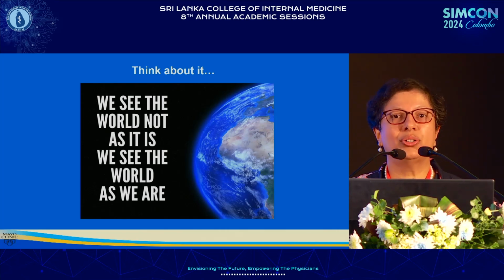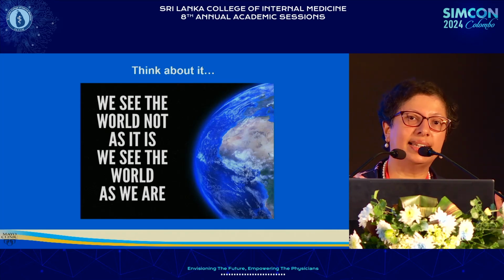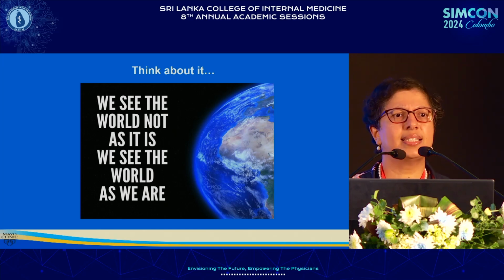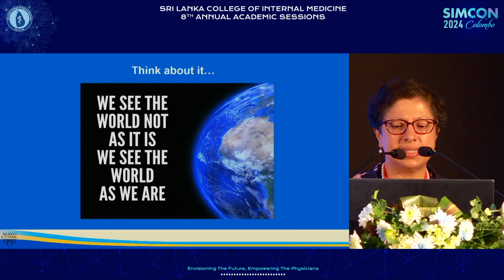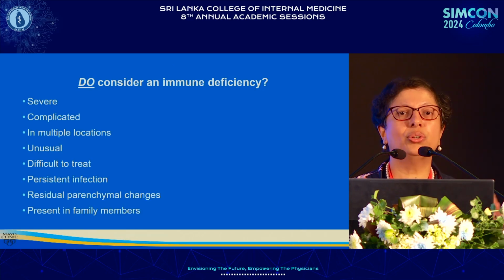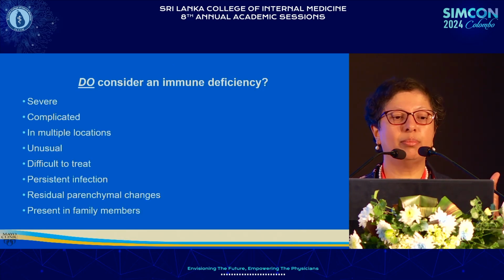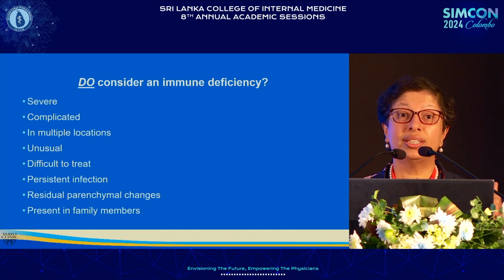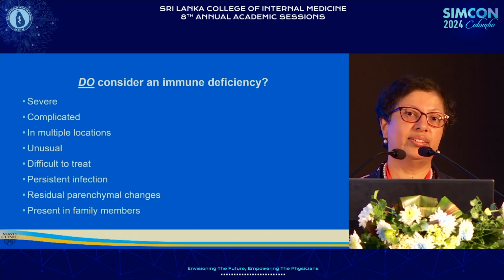So I wanted to stress, let's start thinking about immune deficiencies. Let's have that at the back of our mind. If somebody presents unusually, you have a question, this does not sound like the run-of-the-mill case. I'm stressing, when do you consider immune deficiency? When you have somebody who is severe, complicated, infection is in multiple locations, the presentation is unusual, these are difficult to treat, or the infection is persistent, or there are residual changes.